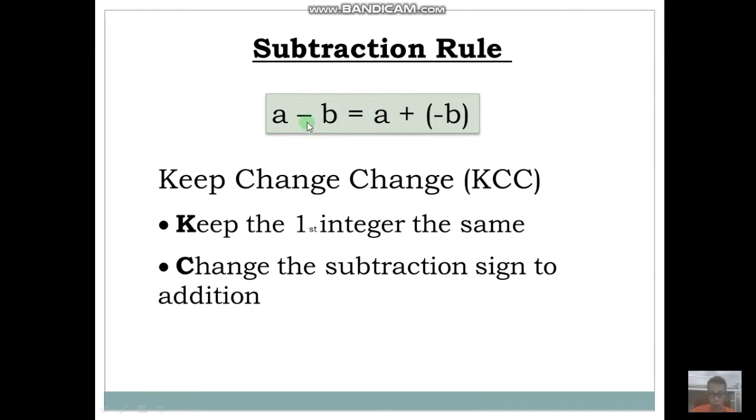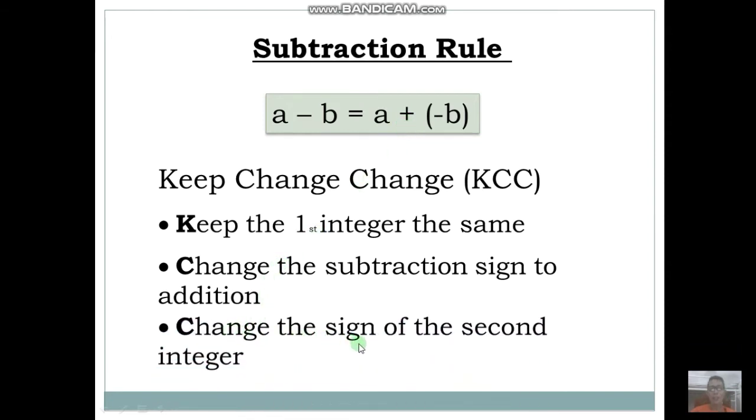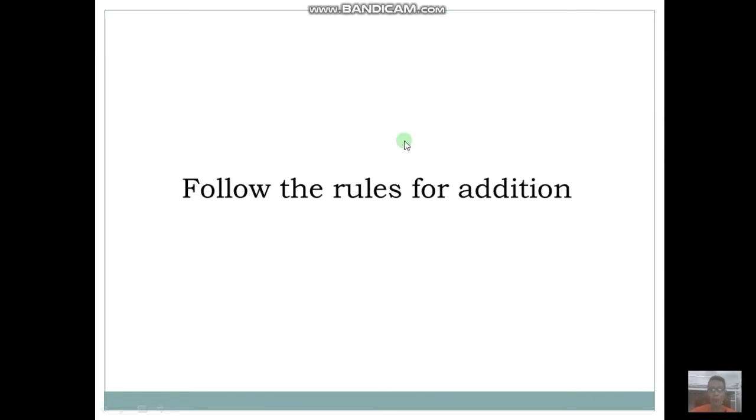Then yung C, change the subtraction sign to addition. Kung napansin po ninyo dito, from subtraction, nagiging addition. Then yung last C, change the sign of the second integer. Ito yung second integer natin. Ang sign is positive, so ginawa nating negative. Again, kung negative naman ito, gagawin nating positive. Ito yung magiging proseso po natin while doing subtraction of integers. After doing this process, we will now proceed to the rules for addition.